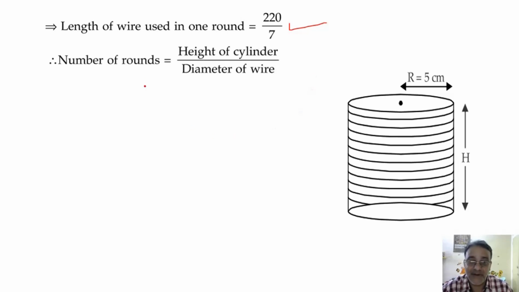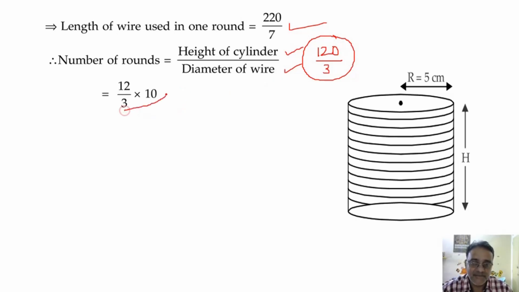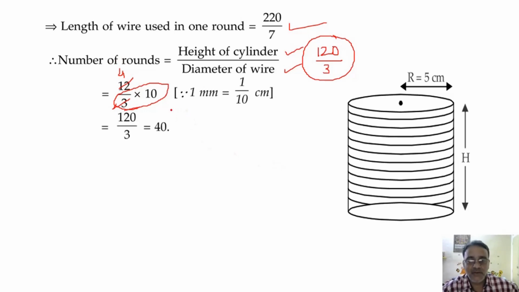Now the number of rounds is equal to the height of the cylinder divided by the diameter. The height of the cylinder is 120 millimeter and the diameter is 3 millimeter. We can use the unit millimeter directly, but we already converted into centimeter. So 12 upon 3 by 10, which becomes 10 by 3. Cancelling this, we get 40 rounds. Any doubt here? Number of rounds?